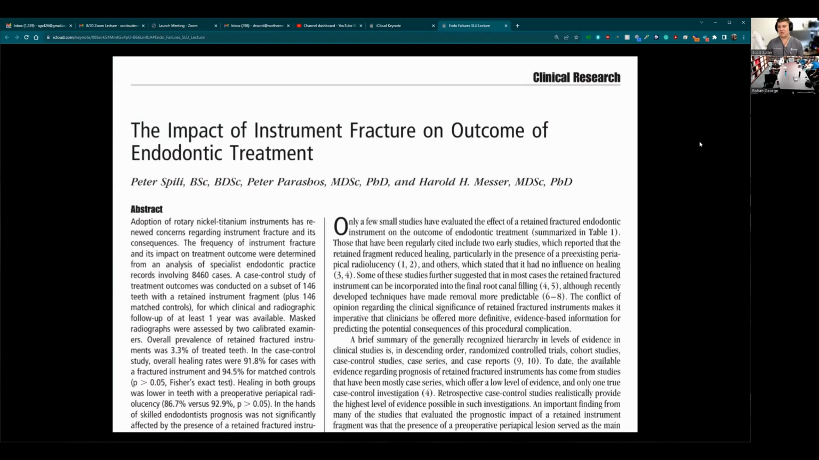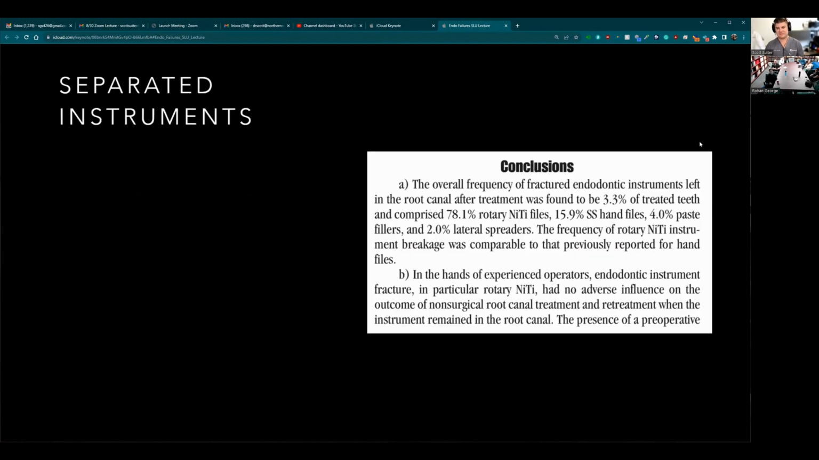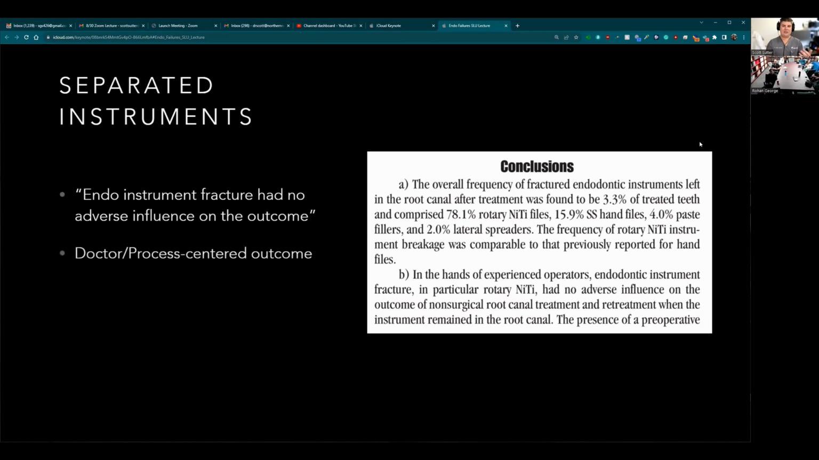Separated instruments. When you look at the actual literature on this, really, endo instrument fracture had no adverse influence on the outcome. Really didn't make a difference here. Is it more of a doctor or process-centered outcome of needing to get them out? Probably.